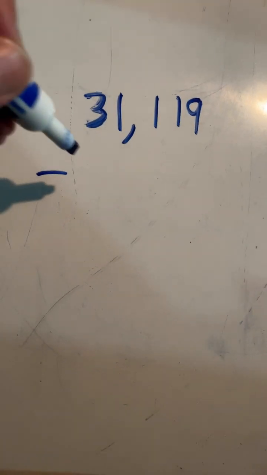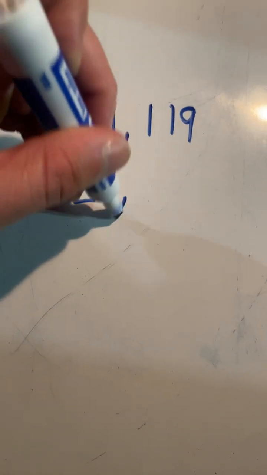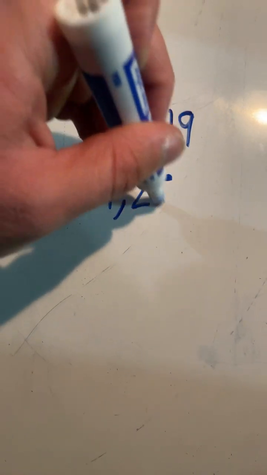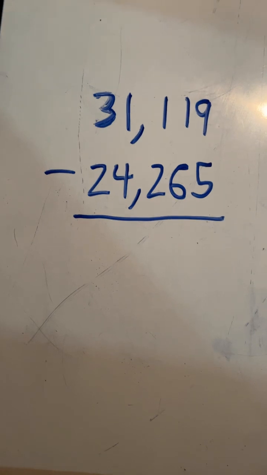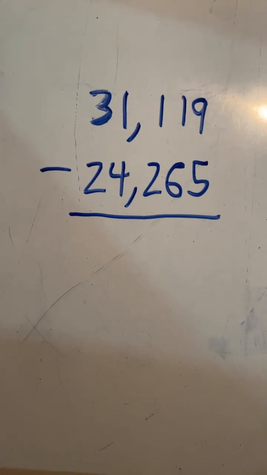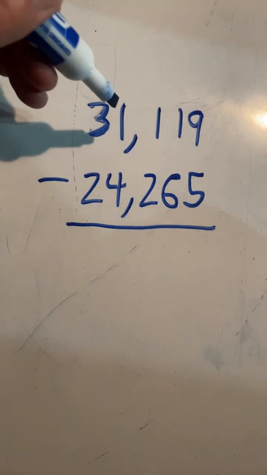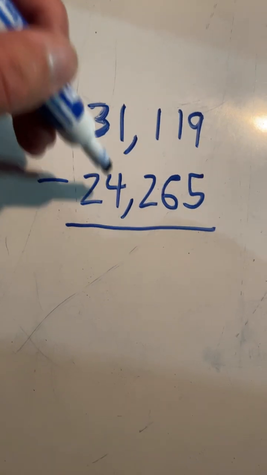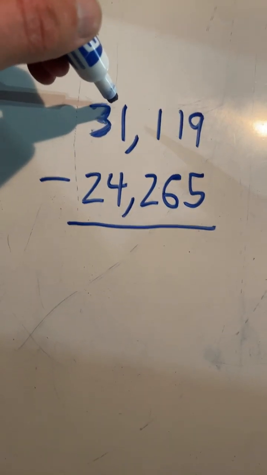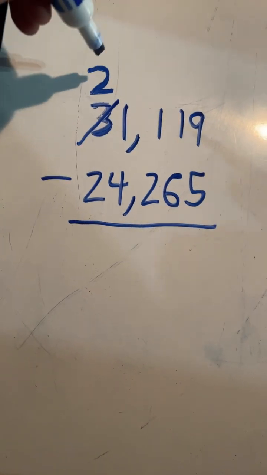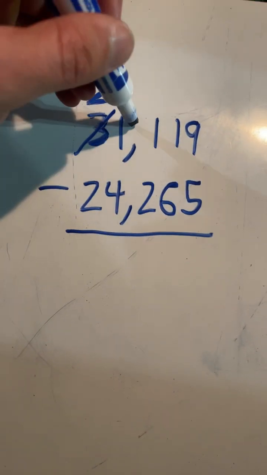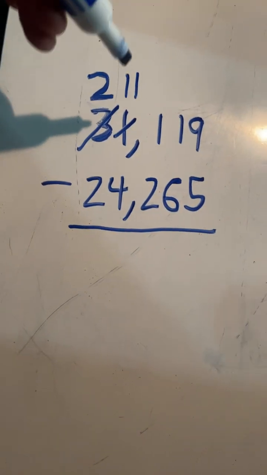All right, 31,119 minus 24,265. So again, I am doing all of my regrouping first. You can't start with 1 and take away 4, so we're going to take a 10 from the 10,000s place. The 3 is going to become a 2. The 1's going to become an 11.